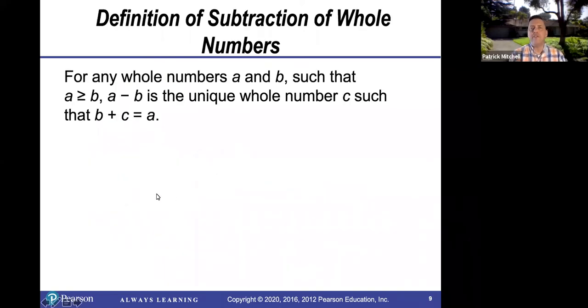The definition of subtraction of whole numbers is for any whole numbers a and b, such that a is greater than or equal to b, a minus b is the unique whole number c, such that b plus c equals a. We're going to say more about this in a little bit, but notice this requirement that a is greater than or equal to b. The first number has to be at least as big as the second number in order for the answer to be a whole number.